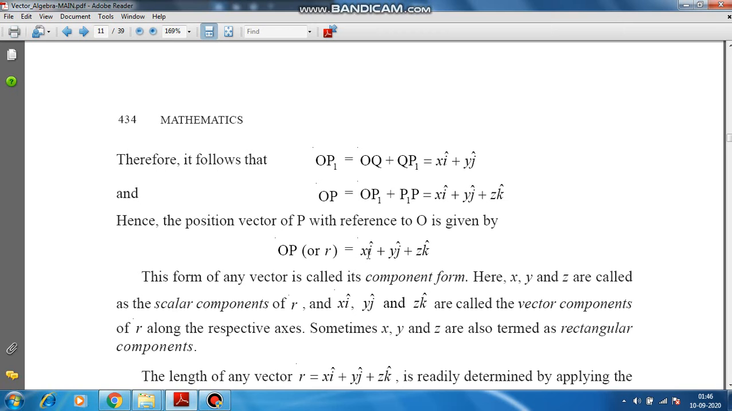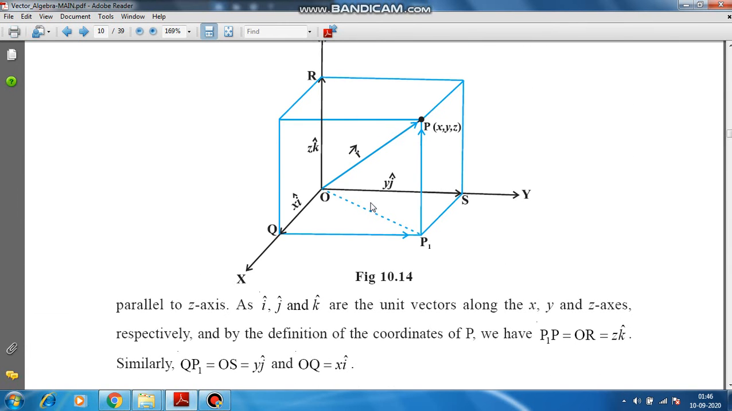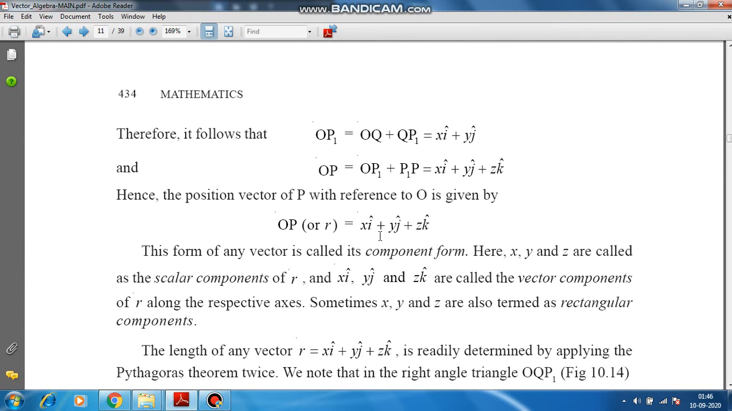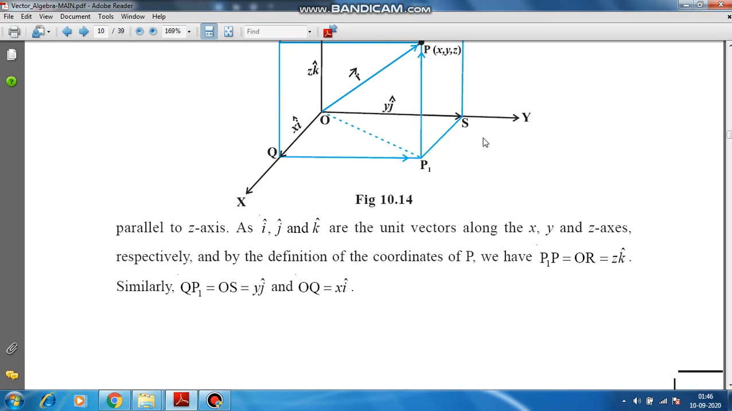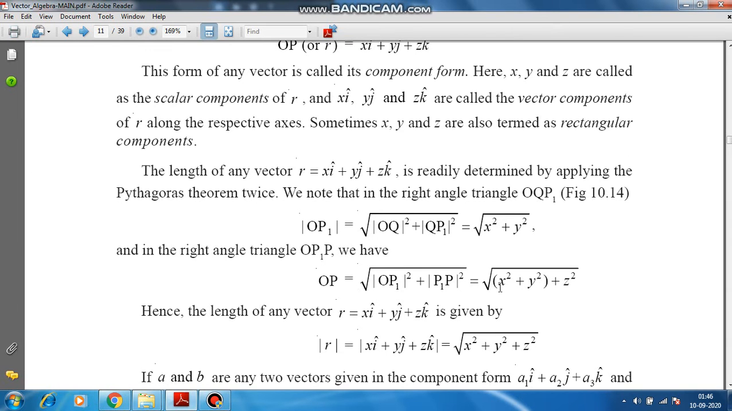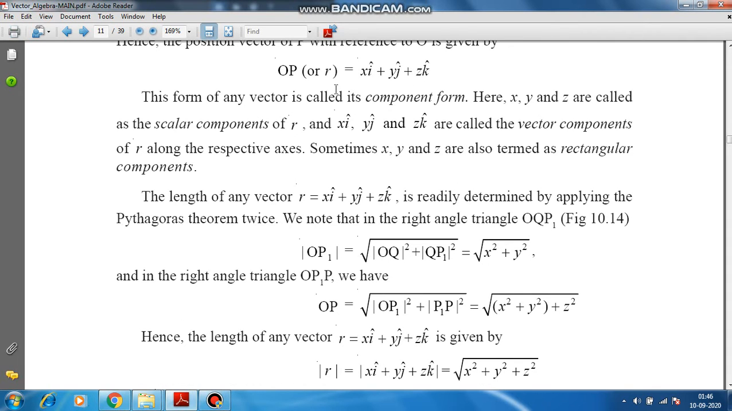That is, if i, j, and k are unit vectors along the x, y, and z directions respectively, then the position vector of P is given as x i plus y j plus z k, where x, y, z are the coordinates of P. Is it clear? So here x, y, and z are called the components of the vector R.